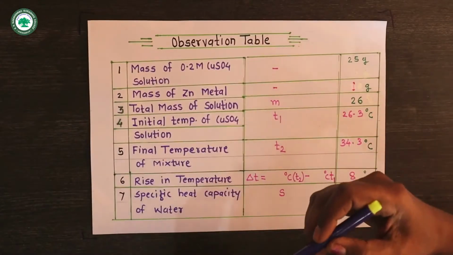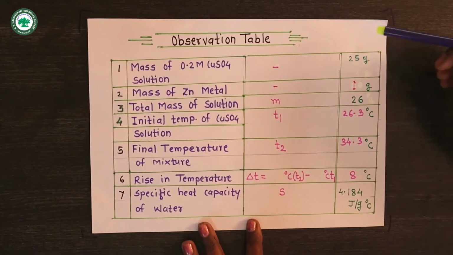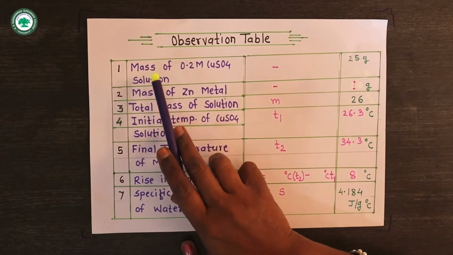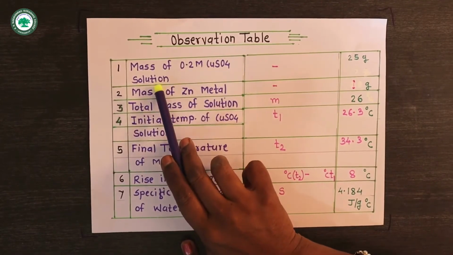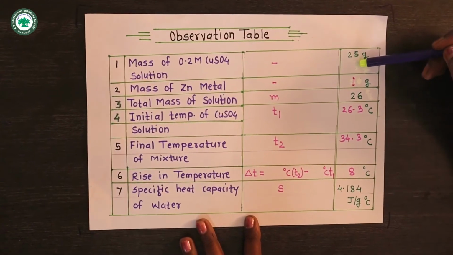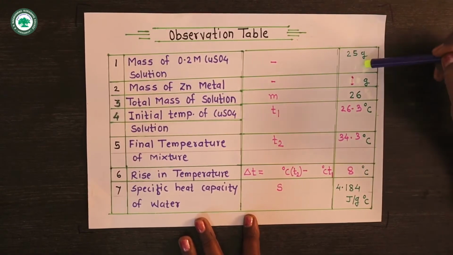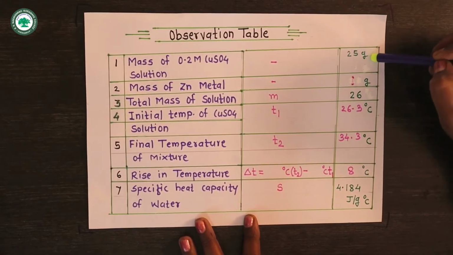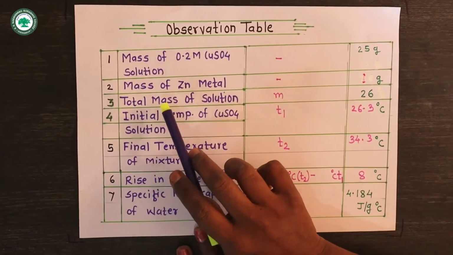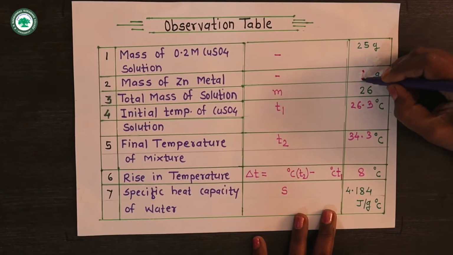Now let us consider the observation table of this experiment. The first observation is the mass of 0.2 molar copper sulfate solution. In this experiment we have taken 25 ml of copper sulfate solution, so its weight is 25 gram. And we have taken 1 gram of zinc dust in this experiment.